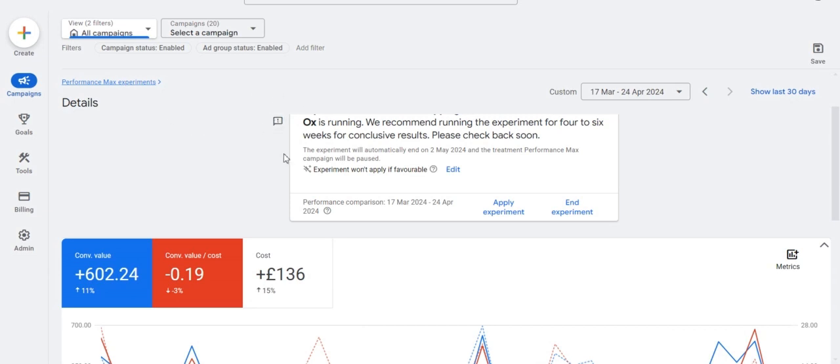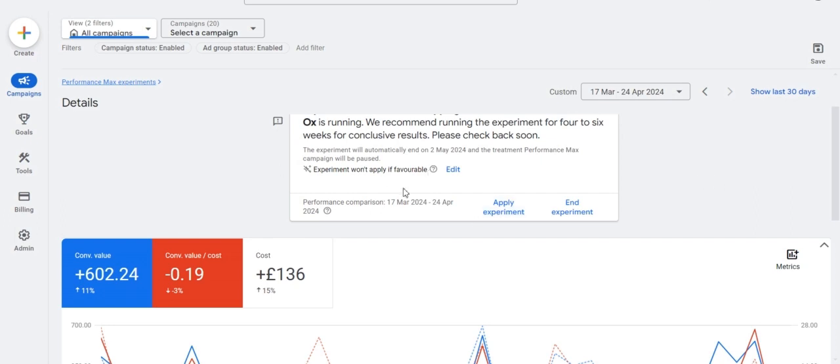This is basically an experiment that I had started running to compare performance between a standard shopping campaign and a corresponding Performance Max campaign. The shopping campaign had been running for quite a while and it wasn't doing all that well. So I decided, why not give a Performance Max version of that campaign a try. Okay, so this was for a specific product for that particular brand.